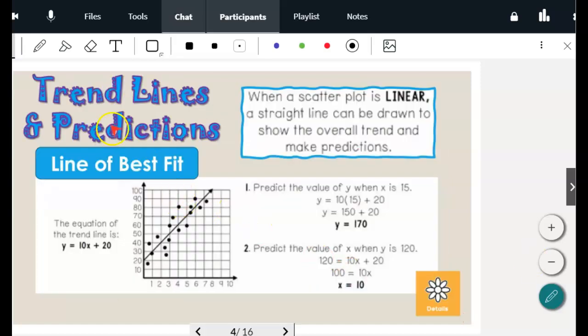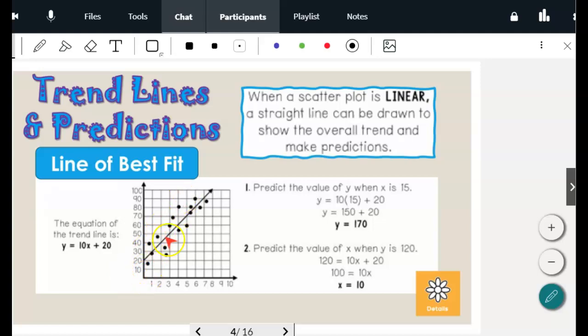I'll know I got it if I can analyze the data in the scatter plot to make predictions. All right, so let's look at what trend lines and predictions are all about. They're also called a line of best fit. When a scatter plot is linear, we already talked about that, a straight line can be drawn to show the overall trend and make predictions.